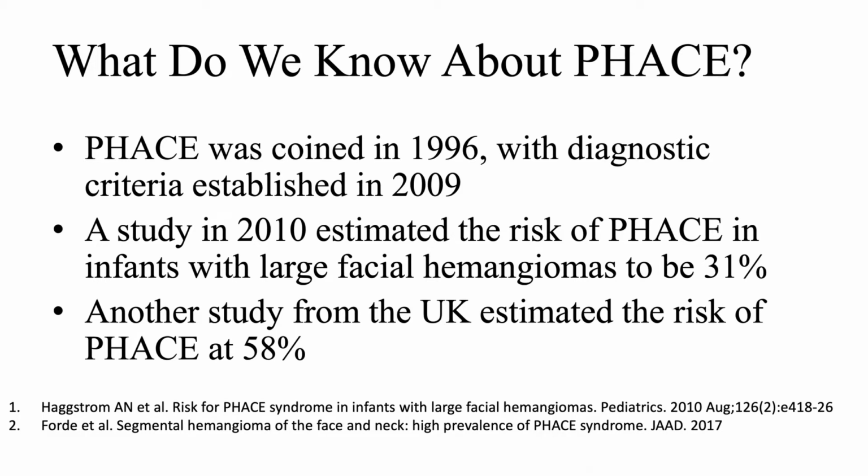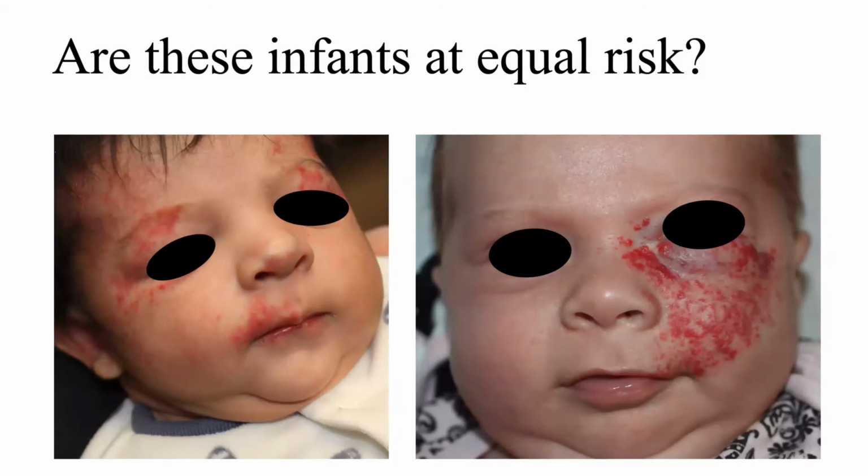And so with the current understanding of risk for PHACE, any child with a facial hemangioma of greater than or equal to 5 centimeters receives a full workup for the syndrome. But then you have this clinical question. These two infants both have large facial hemangiomas, but are they at equal risk?